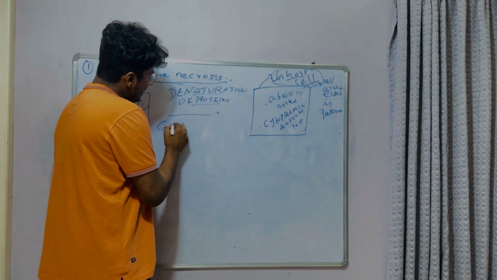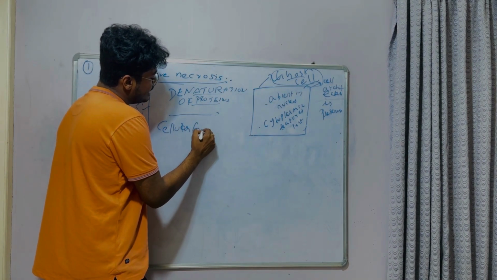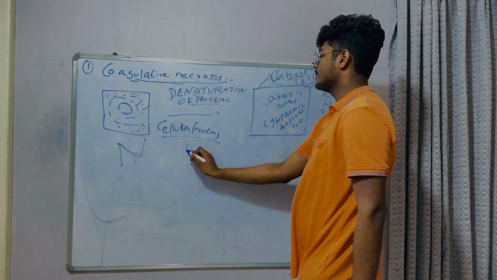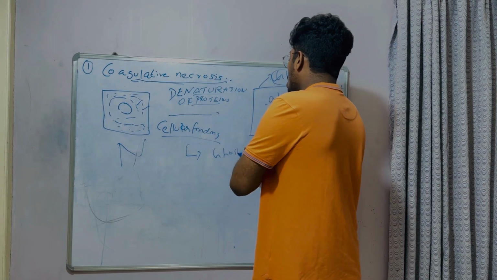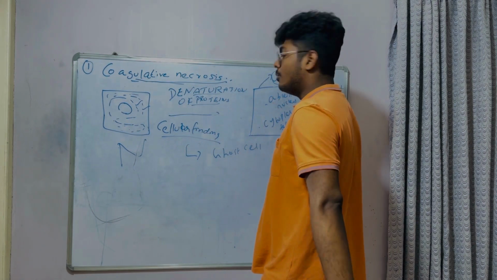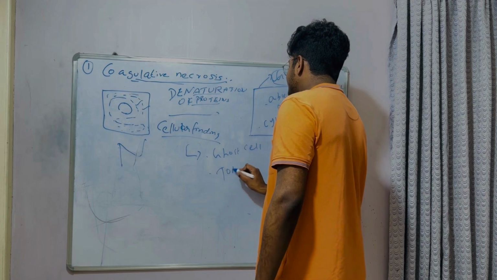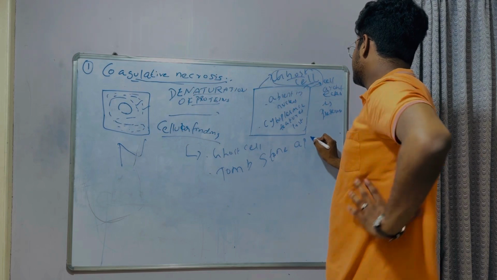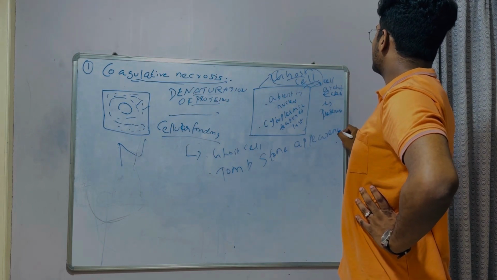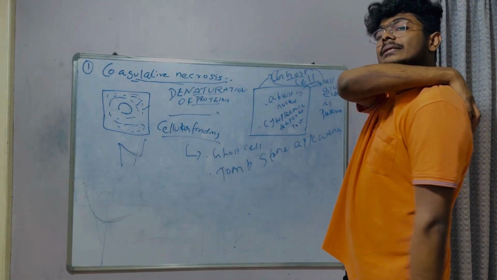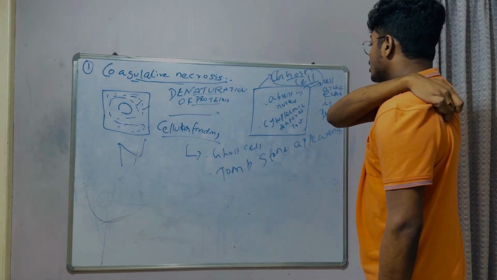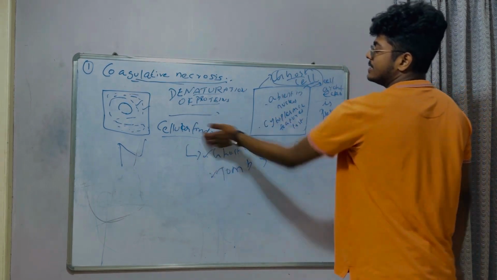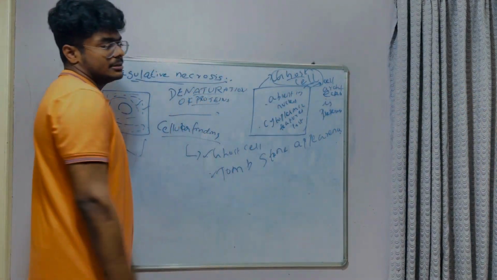So the cellular finding. What is the cellular finding or microscopic histological finding? Ghost cell is found, or we will say tombstone appearance. We will call it tombstone appearance. Ghost cell or tombstone appearance. Right? That is the cellular finding in coagulative necrosis. Take down this.